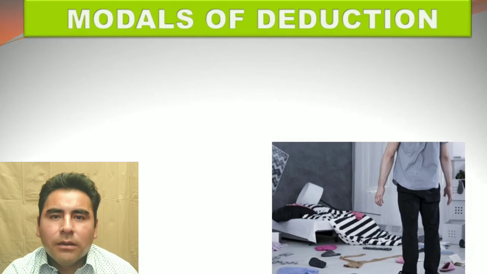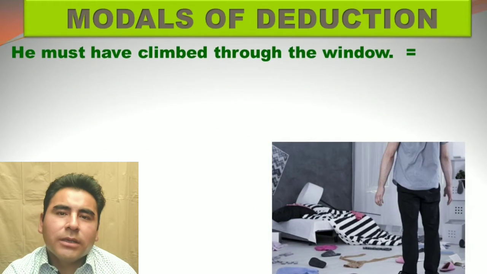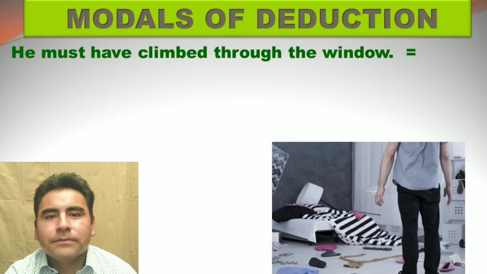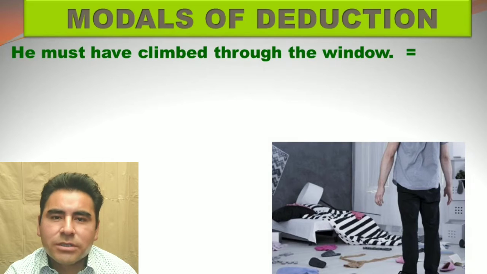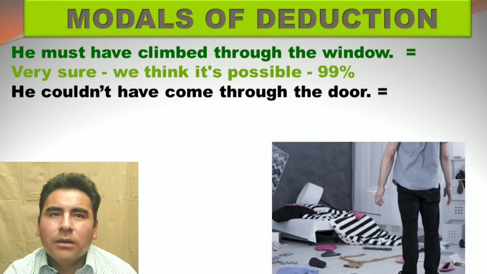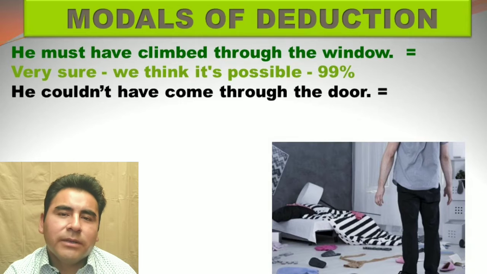Look at this example again. He must have climbed through the window, because maybe the door was not forced. That's why we make our predictions or our guess that he climbed through the window. We are very sure, we think it's possible, 99%.